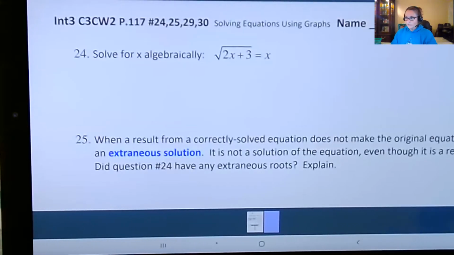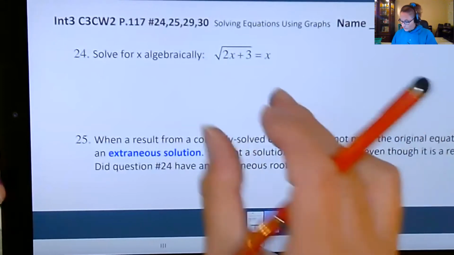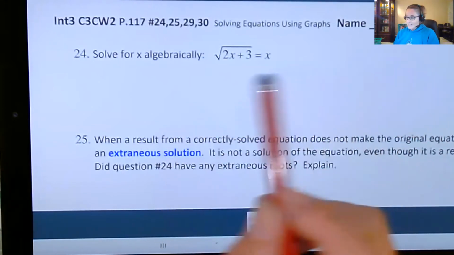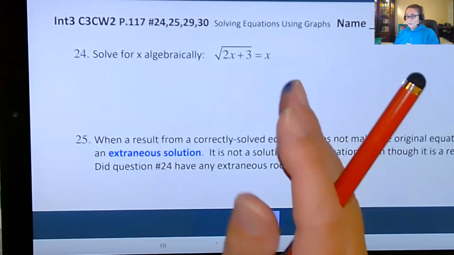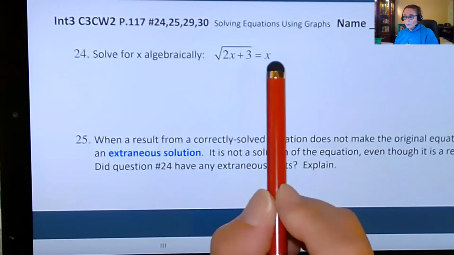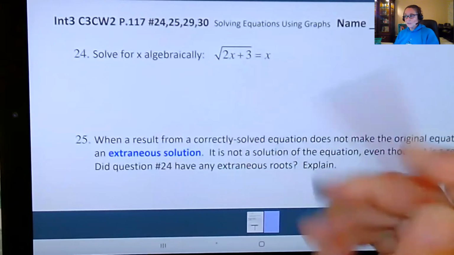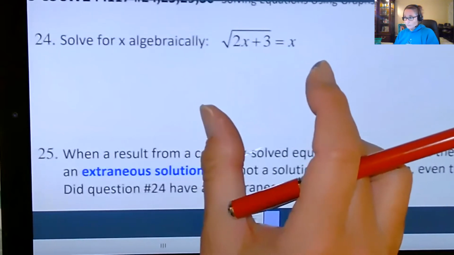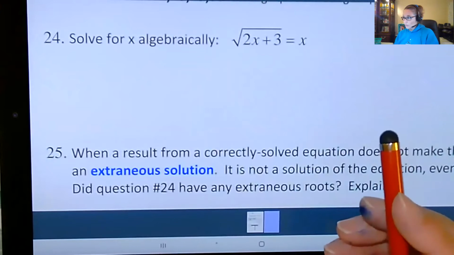So this first one, all these are solving systems. Some of them are solving algebraically, some of them are solving graphically. So this one's going to solve it algebraically. And this one is actually not even a system. It's just an equation where we have the square root of 2x plus 3 equal x. But on the next problem, we're going to see how to solve it as if it was a system of equations, and we're going to do it graphically.